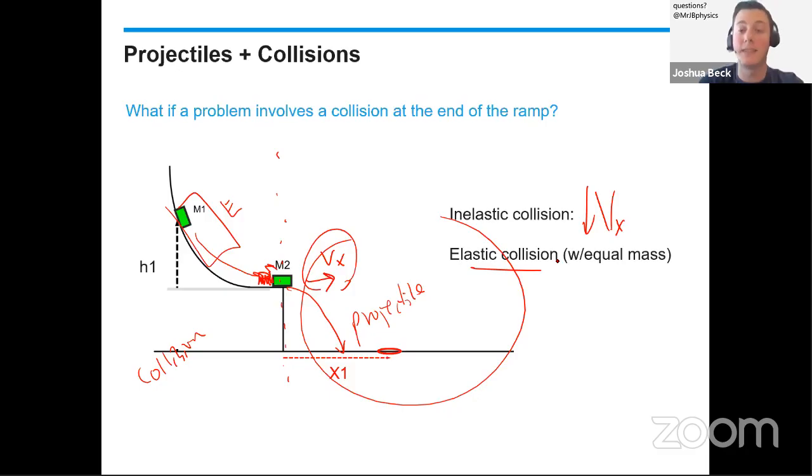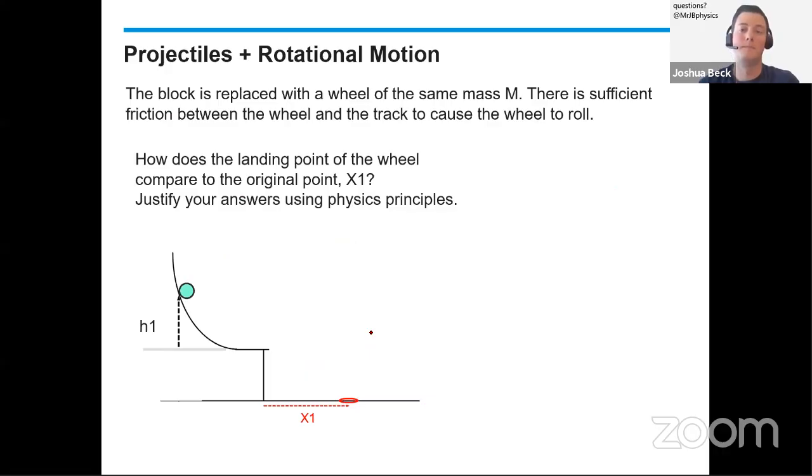If I have an elastic collision, well, then I know one is going to collide and the other one's going to take off. If they're the same mass, this will collide, and this will take off with the exact same velocity. So my Vx will equal the initial velocity, and so it won't change the projectile at all. It's going to land at the same exact spot. So don't be afraid to analyze the first part of the problem separately and then see, okay, how does that change my launch velocity? And then analyze the projectile problem on its own.